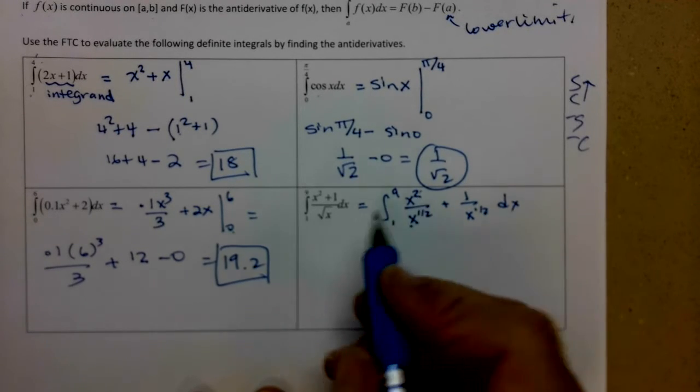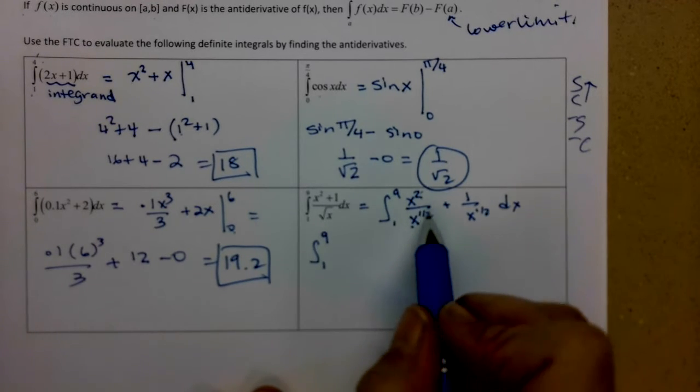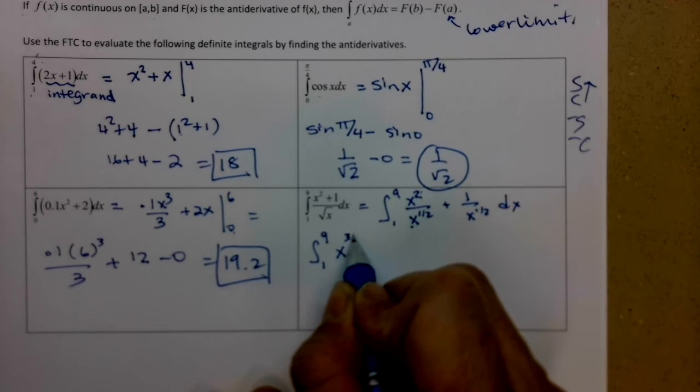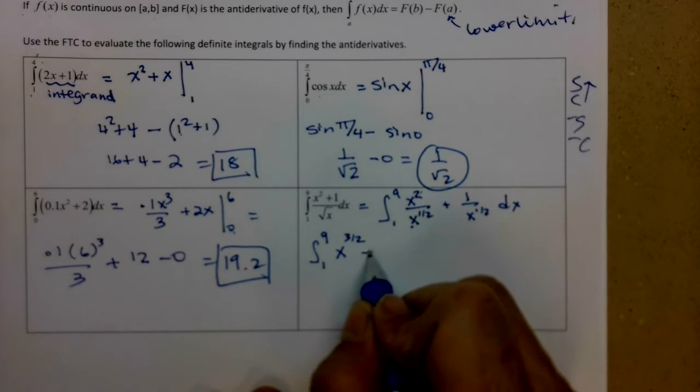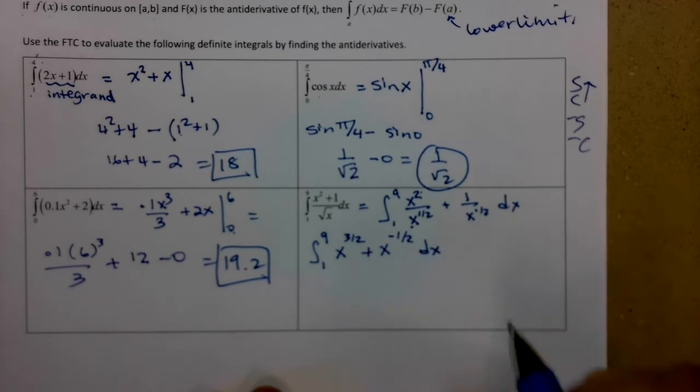Dividing like bases, we subtract. I still have not done my antiderivative, so I still need to be writing that integral symbol. 2 minus 1/2, that is 3/2. I'll go ahead and bring this guy up top too, so I'm ready. x to the negative 1/2 dx.